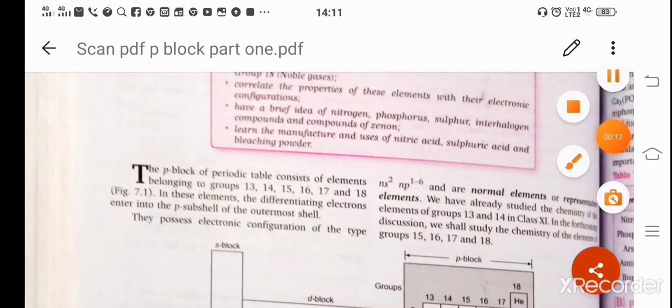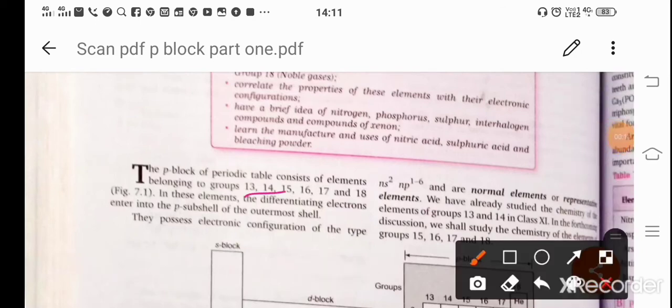About group 13 and 14 we have already studied in class 11, so we are going to discuss more about 15, 16, 17 and 18. They are also known as normal elements and representative elements. Why are they known as normal elements or representative elements? Because metals, non-metals, noble gases, and metalloids are all present in this category, and they represent all the general properties of the elements, so they are known as representative elements.